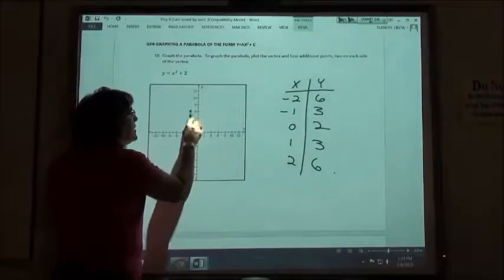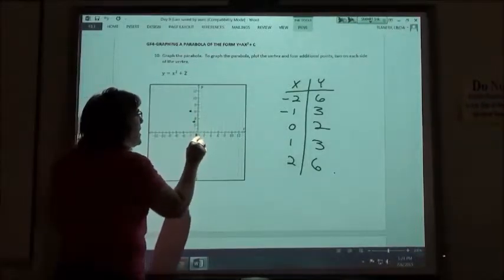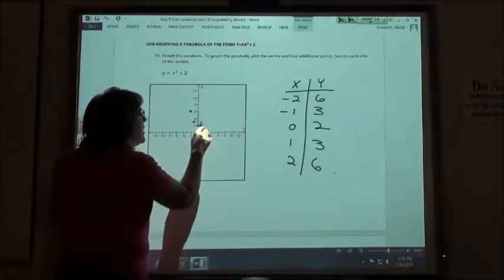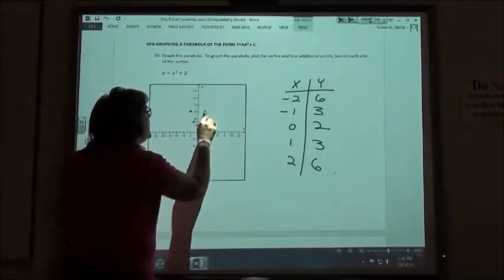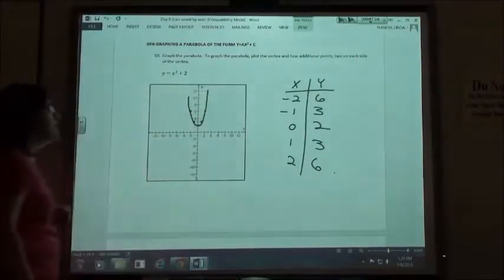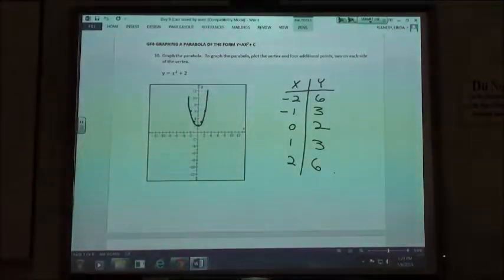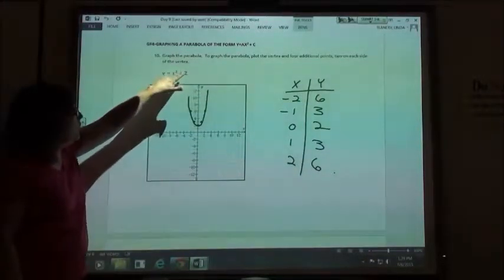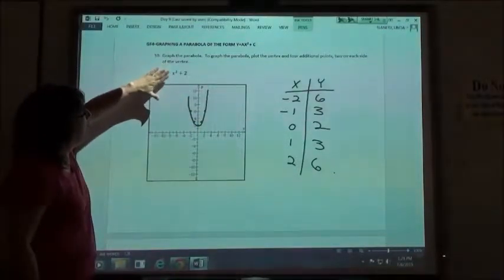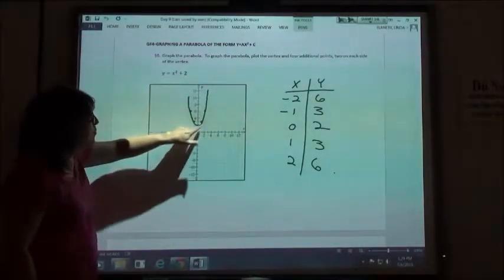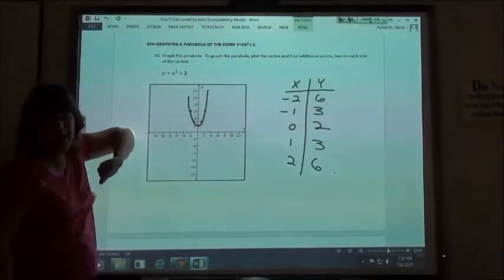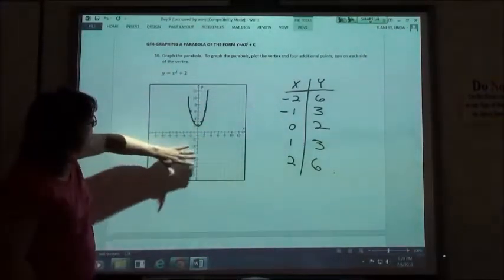Negative 2, 6, negative 1, 3, 0, 2, 1, 3, and 2, 6. And when you hit the graph button, it'll connect the dots and draw your parabola so it looks something sort of like that. So the vertex should be where that shift is at positive 2. Since my coefficient for my x squared is positive, my parabola is going to go upwards. If it were negative, it would reflect it against the y-axis and would end up being down here.